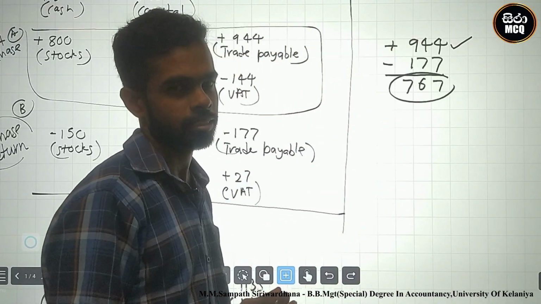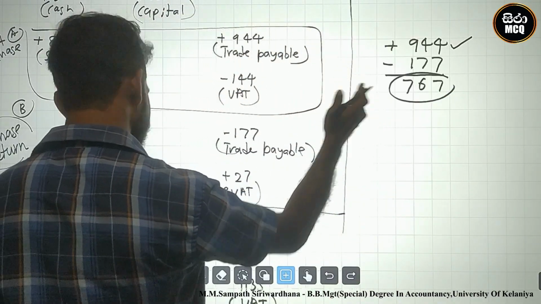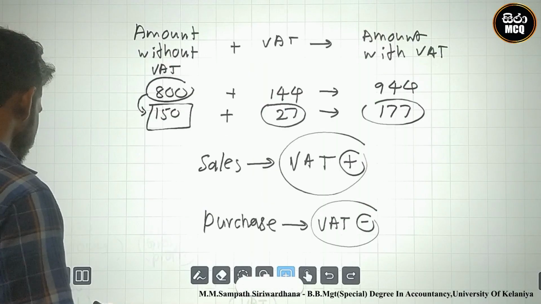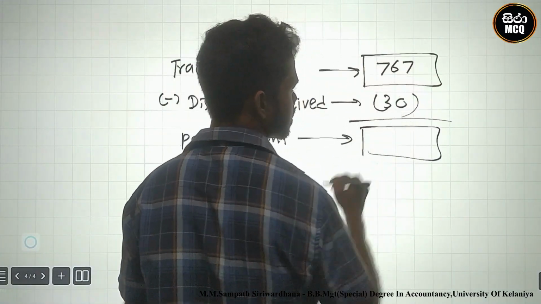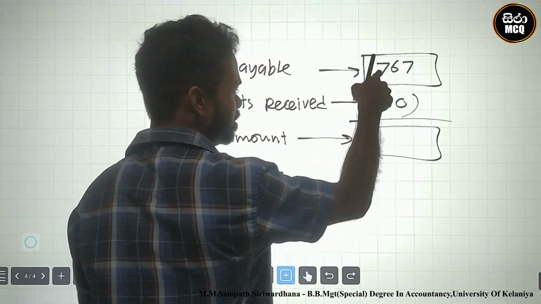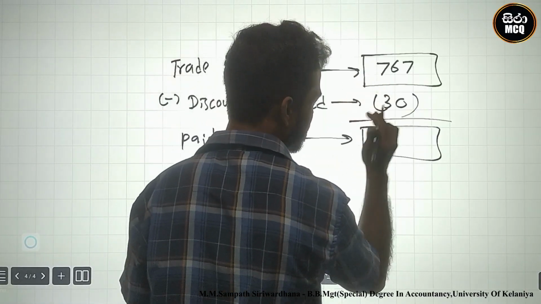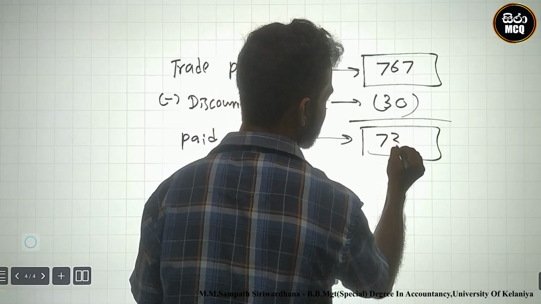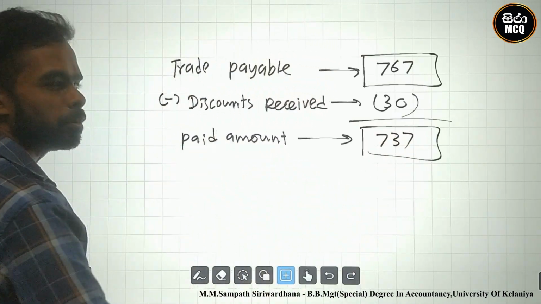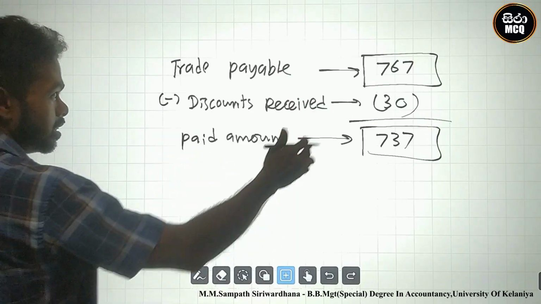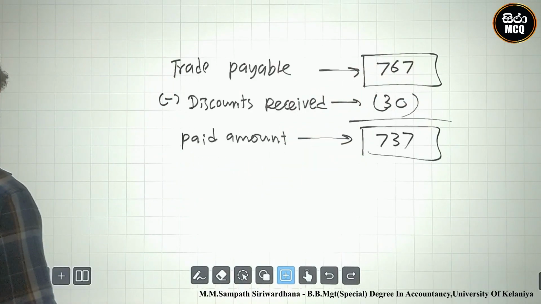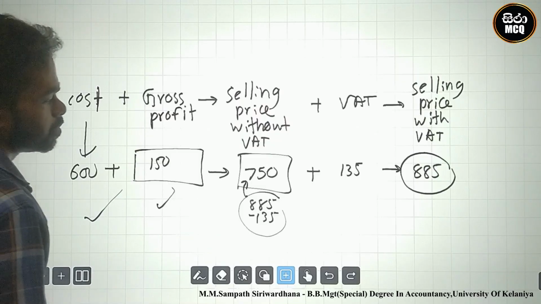767 with VAT. Trade payable 767. After that we must deduct the discount received amount of 30. This is the paid amount. After that we can identify the impact. Look here, 767 is deducted from trade payable.